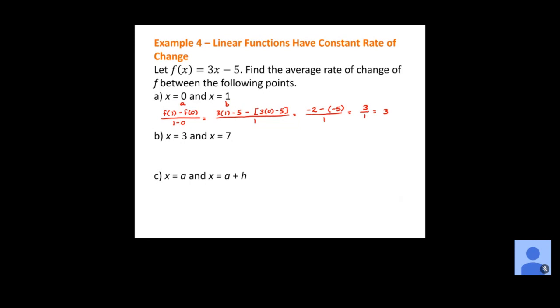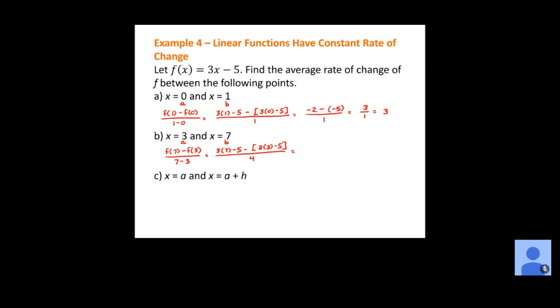All right, now same formula. This time our A value is going to be 3. B value is going to be 7. So we're taking F of 7 minus F of 3 all over 7 minus 3. Substitute that into your function. So we'll have 3 times 7 minus 5 minus 3 times 3 minus 5 all over 7 minus 3, and I'll go ahead and simplify that. That's going to give us 4.